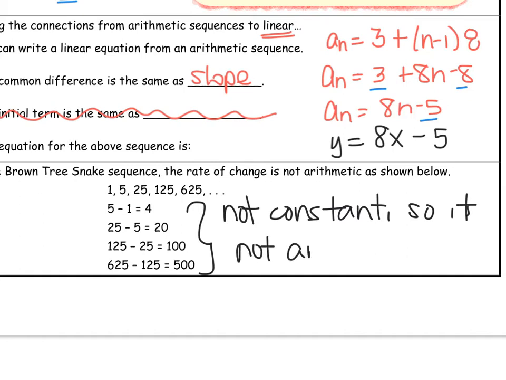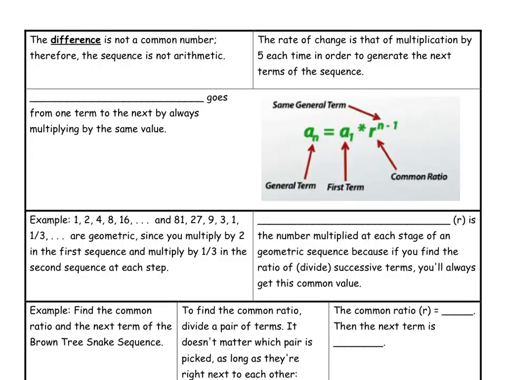So if it's not arithmetic, what do we call it? Well, if it's not arithmetic, we call it geometric. So let's take a look at the next. The difference in the brown tree snake sequence is not a common number. Therefore, as I said, the sequence is not arithmetic. So what happens if we look at that data, and I'm going to rewrite it over here.